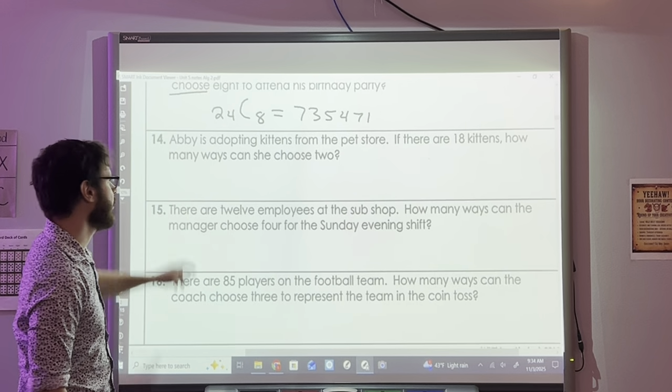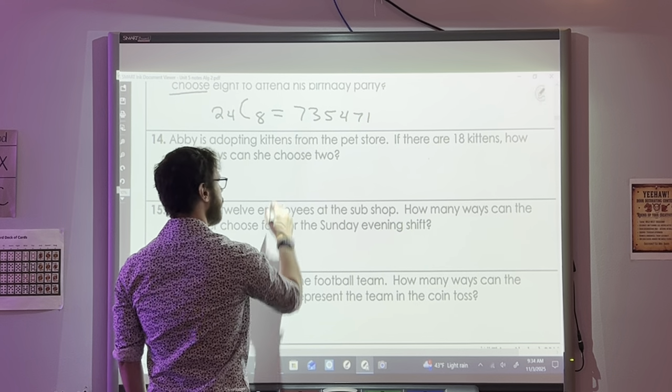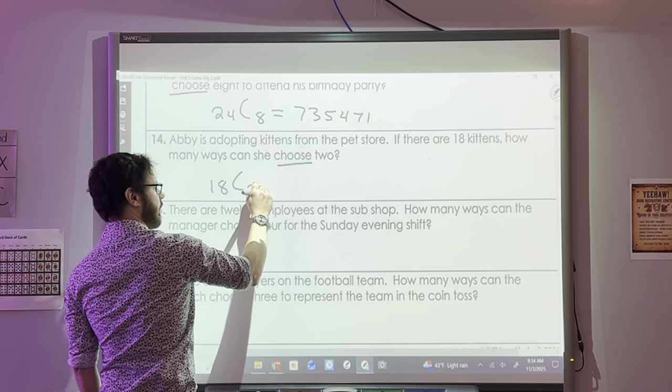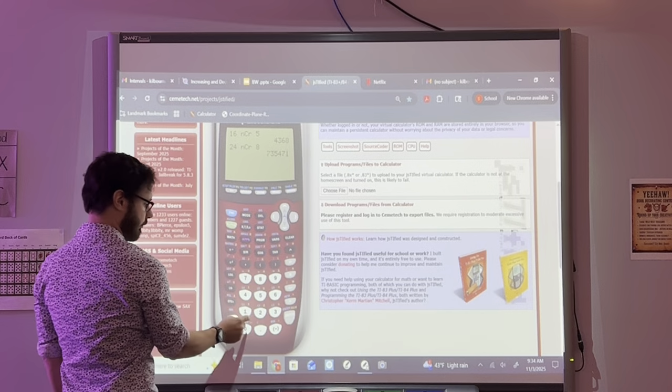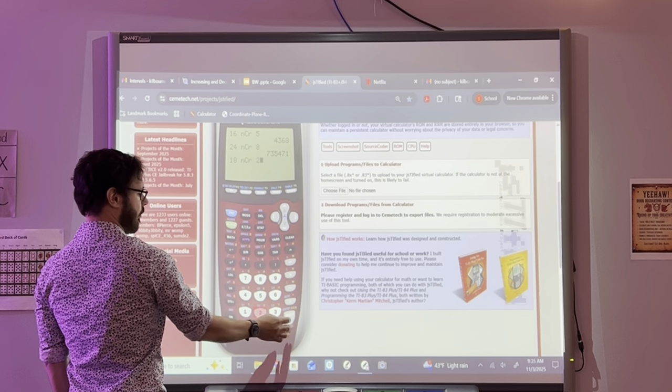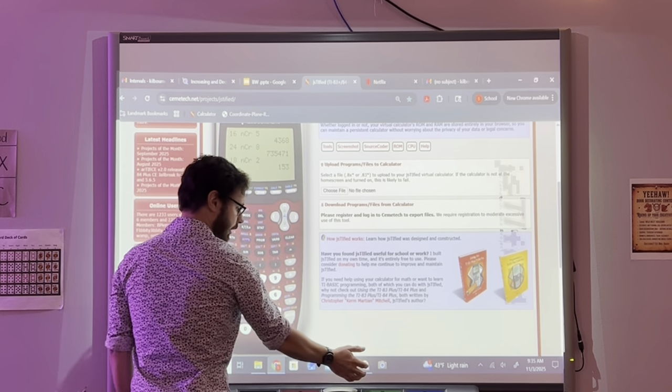Abby's adopting kittens. 18 kittens. How many can she choose? 2. 18 kittens. We're choosing 2. 18 choose 2. 153.